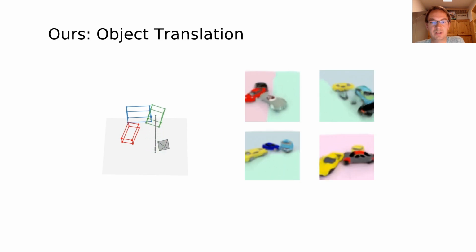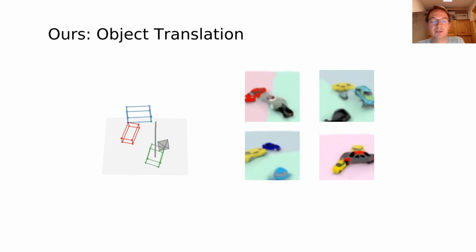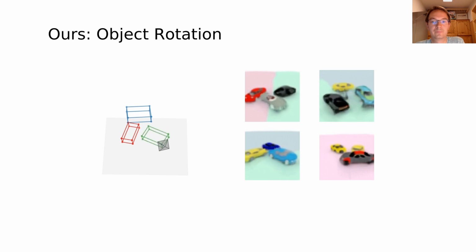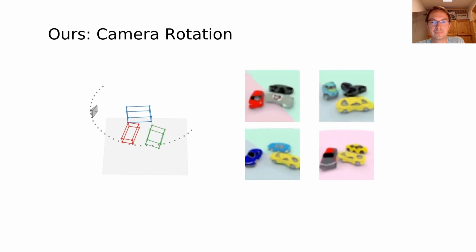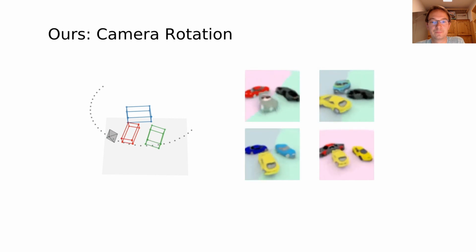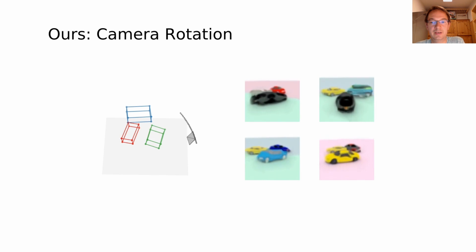Now here's the results from our full model, where you can see that the identity is maintained when translating the object or rotating the object. Here we change the camera viewpoint. And here we change the elevation of the camera.